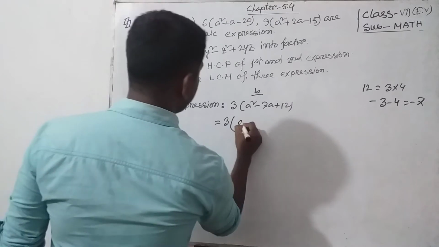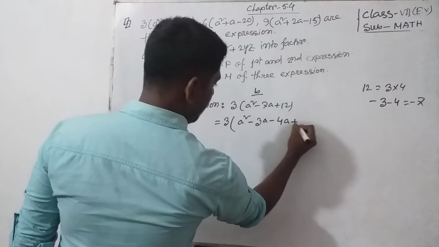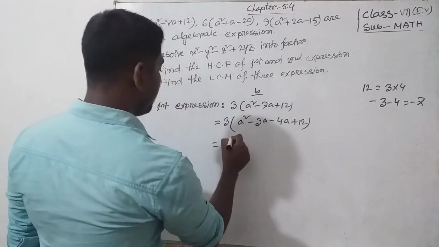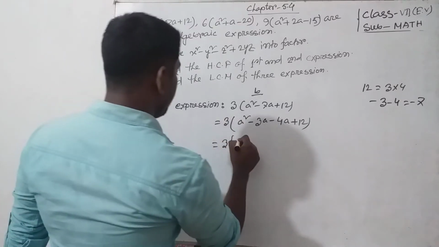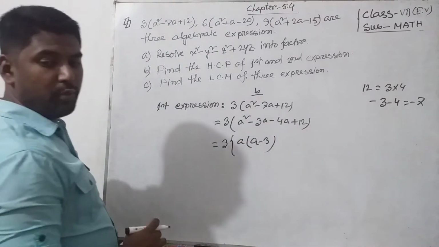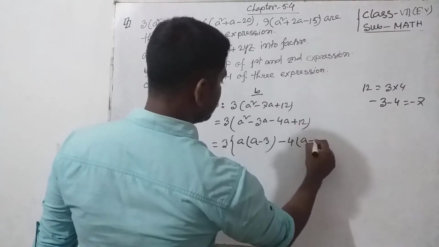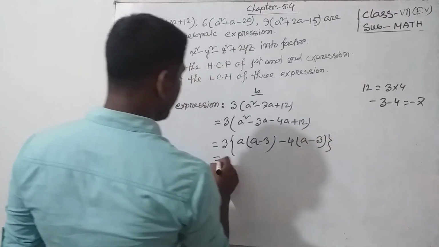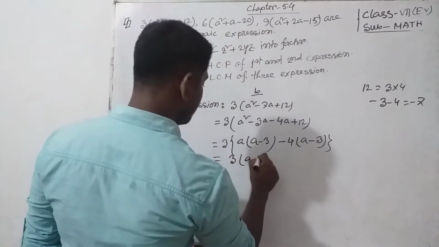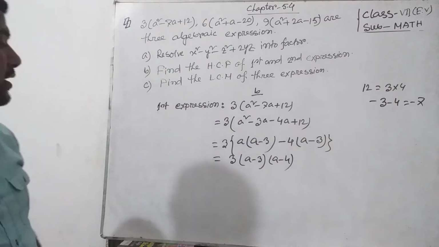So we can write it a square minus 3a minus 4a plus 12. From the first two terms we take a common, and from the last two terms minus 4 common, so the common factor here is a minus 3. So we can write it 3 into a minus 3 into a minus 4. Okay, second expression.